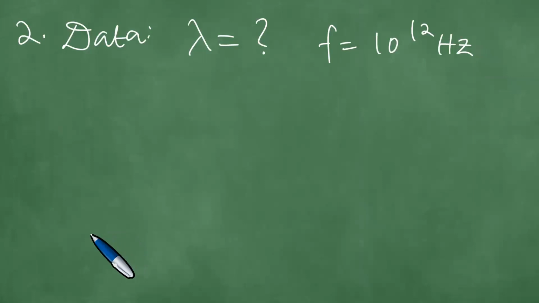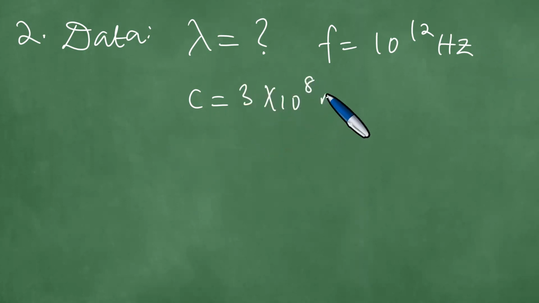Right. So now we are interested in, but we know the speed of light in vacuum, which is 3 times 10 to the 8th power meters per second.